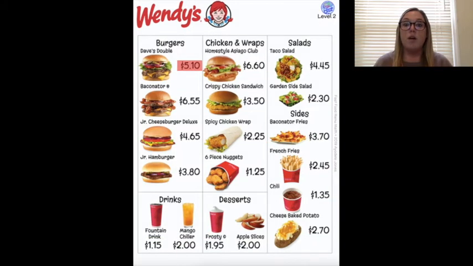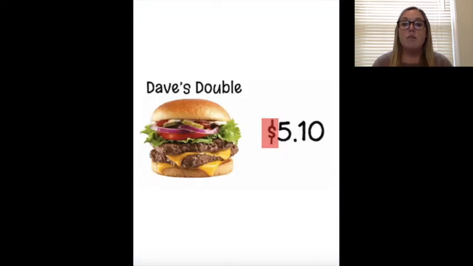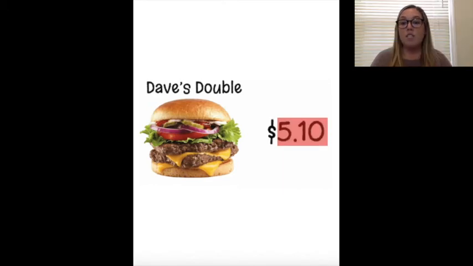Let's talk about finding a price on a menu. So you can see the price highlighted in red here, and you'll see Dave's Double is underlined, and that is the name, and then you'll see the picture circled. So Dave's Double, you can tell the price of Dave's Double because it has the dollar sign, and then it's followed by the price, which is $5.10.